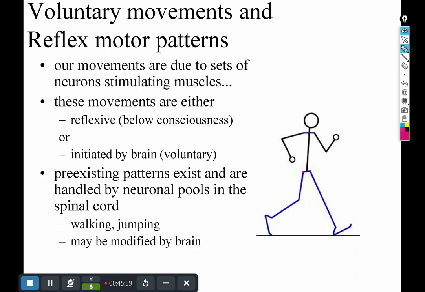So walking, jumping, all of these can be modified by the brain to produce different fun kinds of jumps or modulate your walking pace. But I think if you take the time to think about your experience of walking, there's a lot of stuff that you just do automatically and you don't really have to think about. And those are reflexes as well.